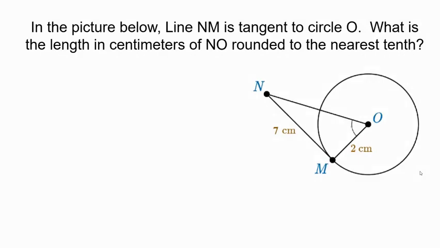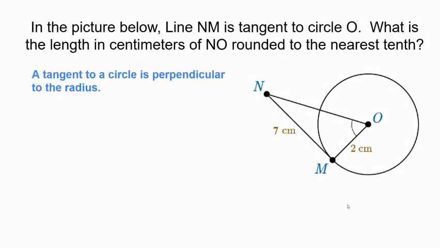So if we look at the picture, we know line NM is tangent. When we have a tangent to a circle, we know it creates a perpendicular line to the radius. So MO here is the radius of the circle. So we know that this angle NMO is perpendicular, creates a right angle there. So I'm going to put that little box to help me remember this is a right angle.